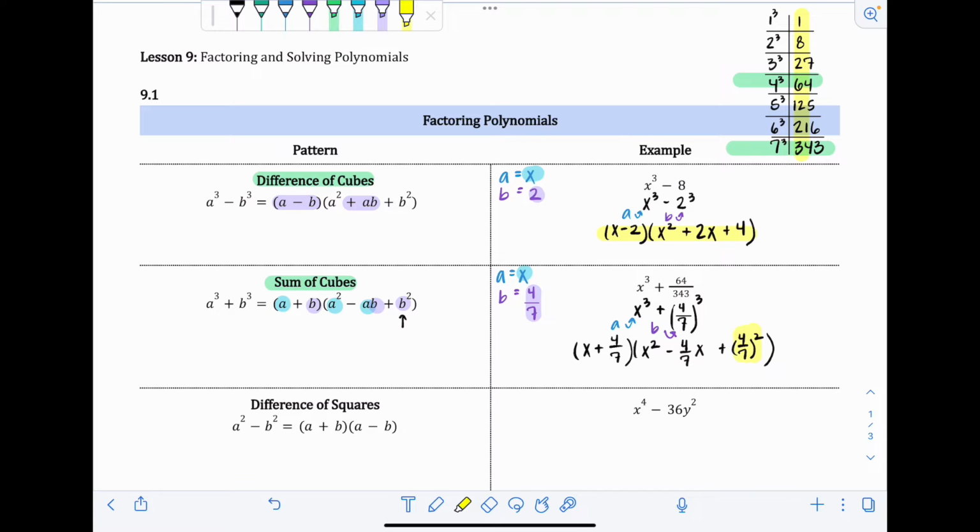When you square a fraction, you just square the numerator and square the denominator. Nothing more than that. So the rest of the problem is going to stay the same. I'm just going to copy it down. So x plus 4 sevenths, and then times x squared minus 4 sevenths x. And then 4 sevenths squared, I would square the 4, so it'd become a 16, and then I would square the 7, and that would become a 49. And then I'll close the parentheses. So this one would be x plus 4 sevenths times x squared minus 4 sevenths x plus 16 over 49. And that 16 over 49 cannot be reduced.